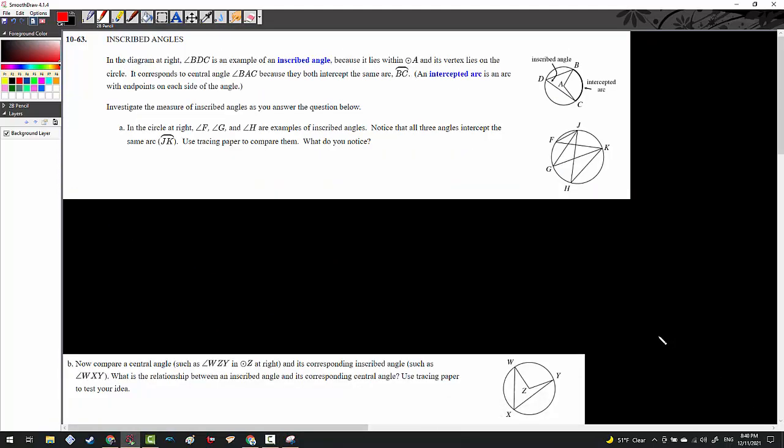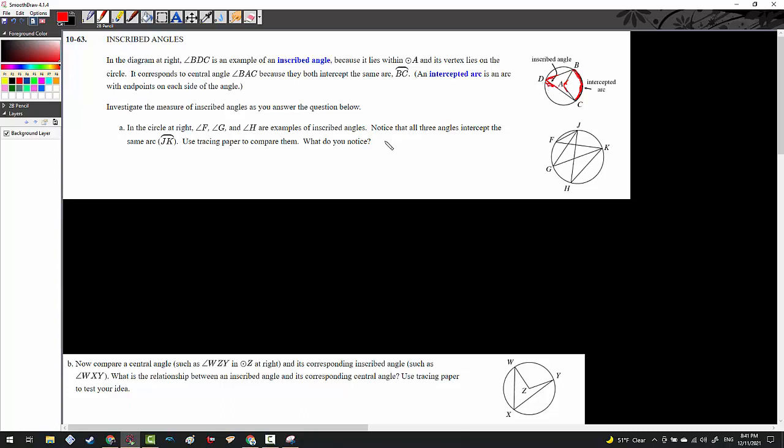In 10-63, they talk about the diagram BDC. They're telling you about the inscribed angle, which is the angle whose vertex lies on the circle. And it says it corresponds to the central angle BAC because they both intercept the same arc. So again, notice how angle D and angle A both intercept that arc BC. So that's why angle D is considered an inscribed angle. Angle A is considered a central angle.